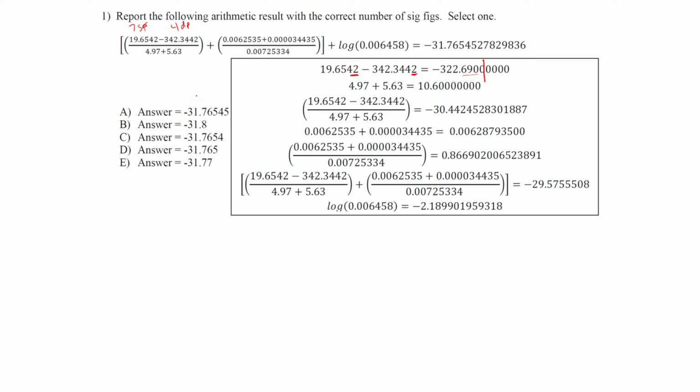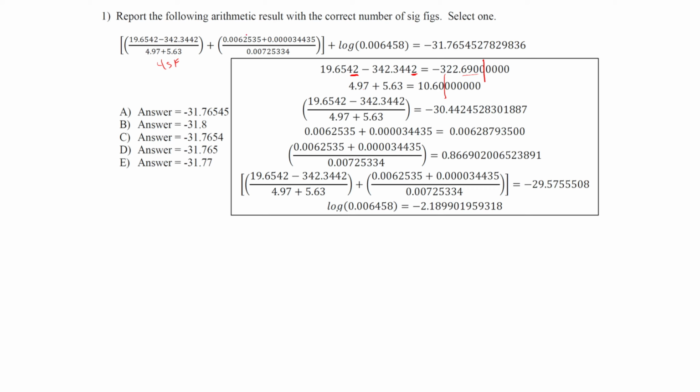Down the bottom, we're adding these two together. Both of these have 2 decimal places, so we get to keep 2 decimal places. So down the bottom, we'll have 4 sig figs. So we don't have to worry about the decimal places up top anymore. 4 sig figs divided by 7 sig figs divided by 4 sig figs, which means whatever this answer is has 4 sig figs in it.